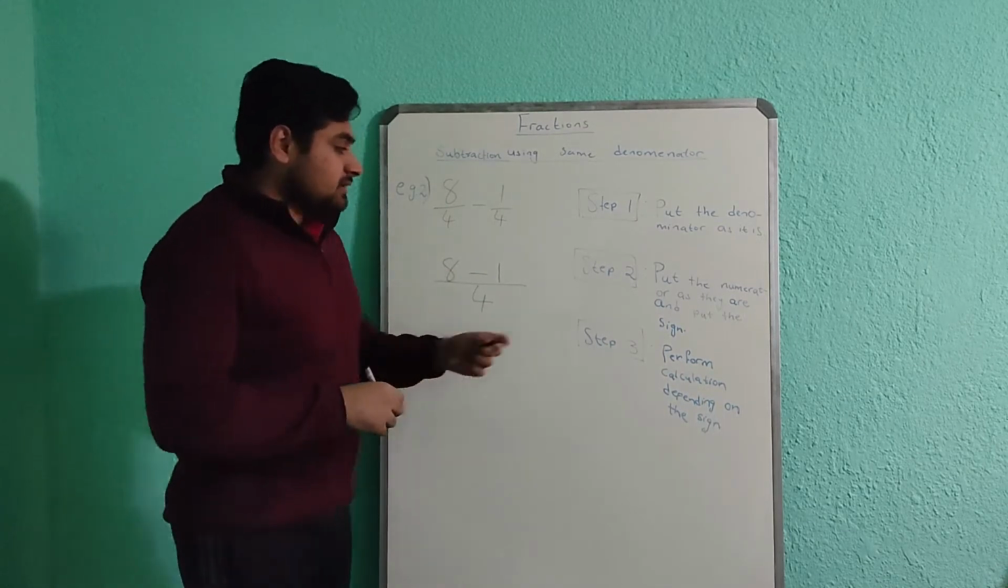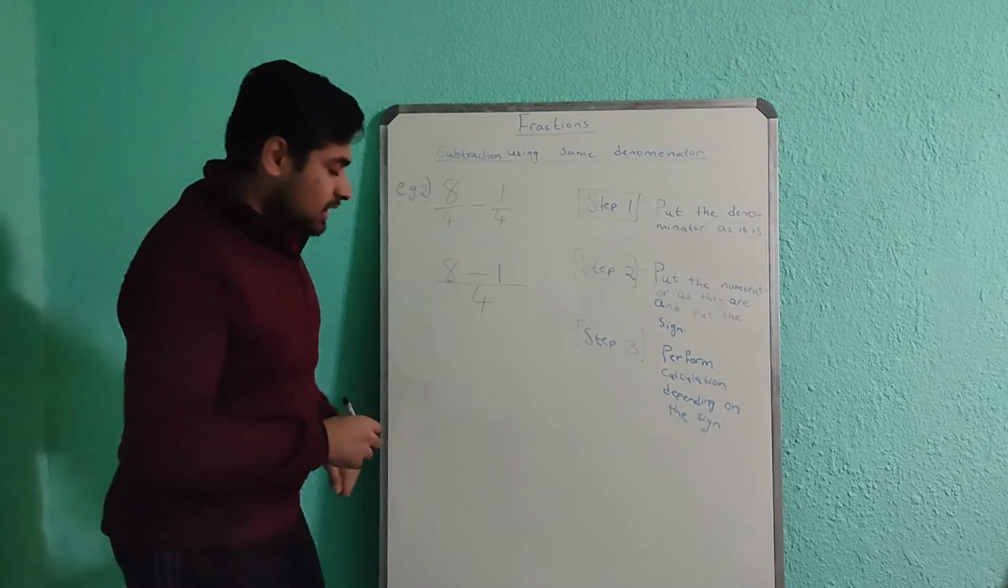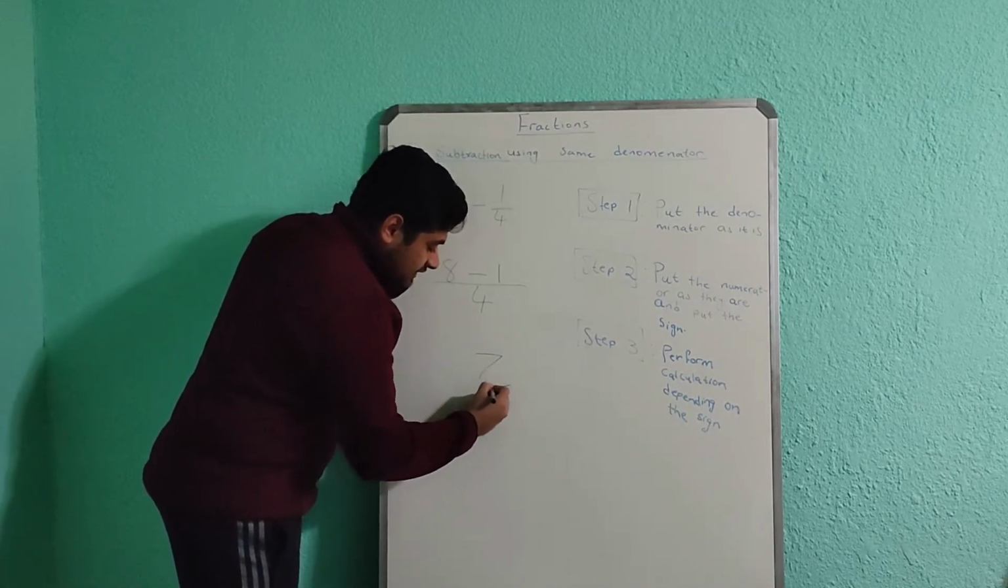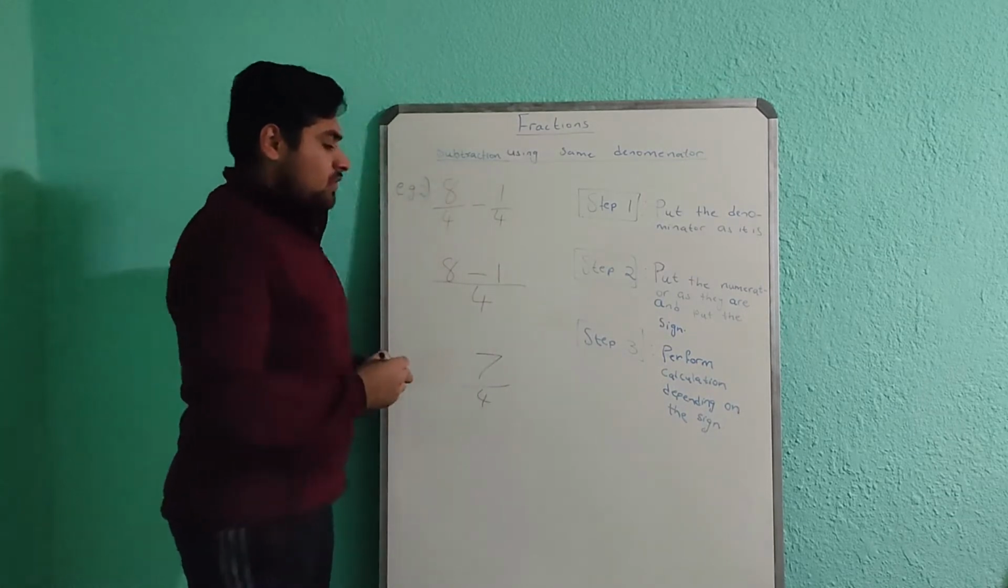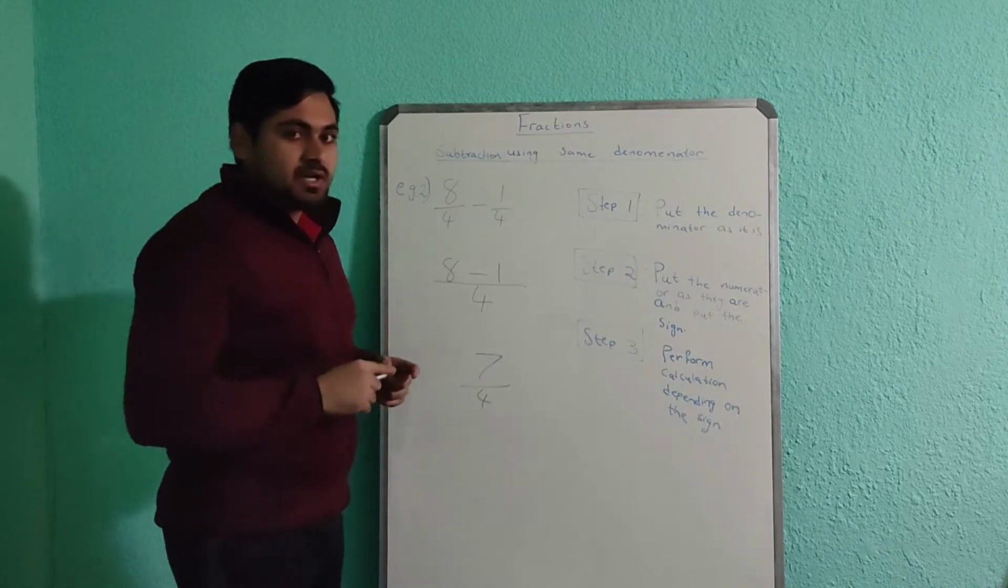The last step says perform the calculation depending on the sign. So what is 8 minus 1? 8 minus 1 is 7. So we got 7 over 4. So can you see how easy addition and subtraction of fractions with the same denominator is?